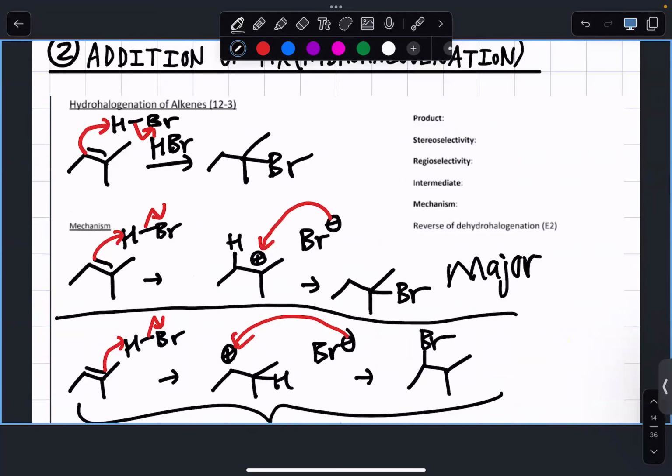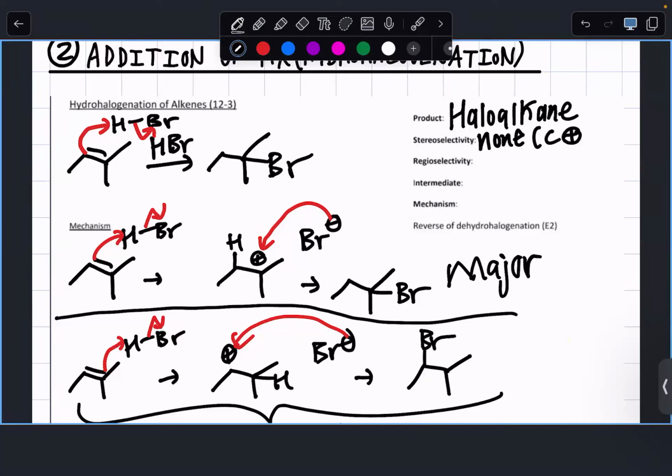Okay. So the product for this will always be a haloalkane. Right? Because we added a halogen onto the alkane. We created a halogen on an alkane right there, right? And there's no more double bond. For the stereoselectivity here, like syn addition or anti-addition, there's none because of the carbocation intermediate. This carbocation intermediate here is flat and planar, sp2, which means that this Br minus can attack on the top side, giving us a wedge product, or the bottom side, giving us a dash product, which is why there's no stereochemistry. There's no anti-addition or syn addition.